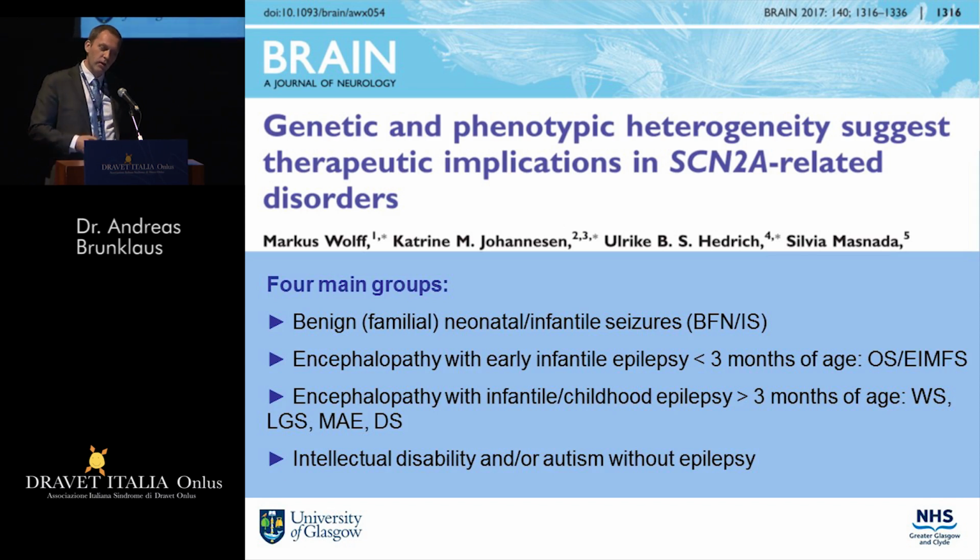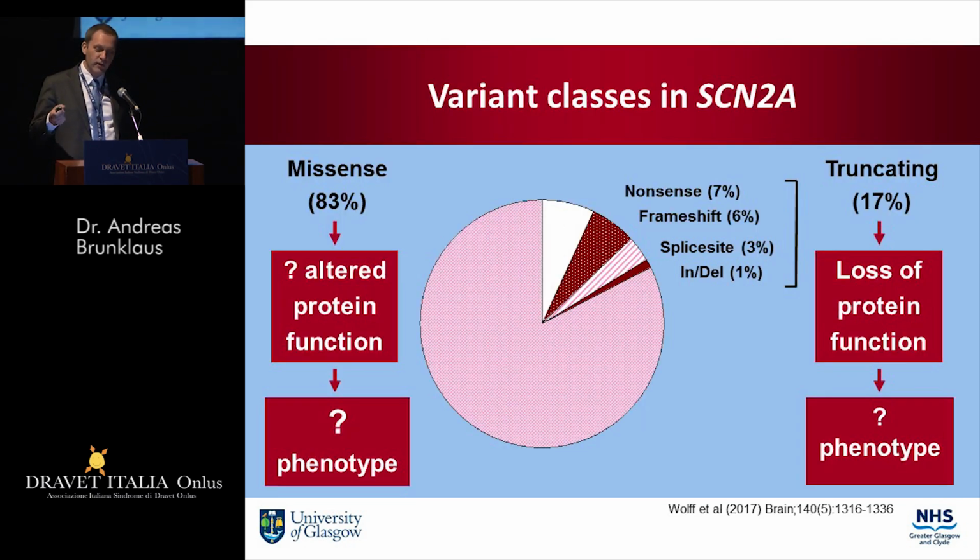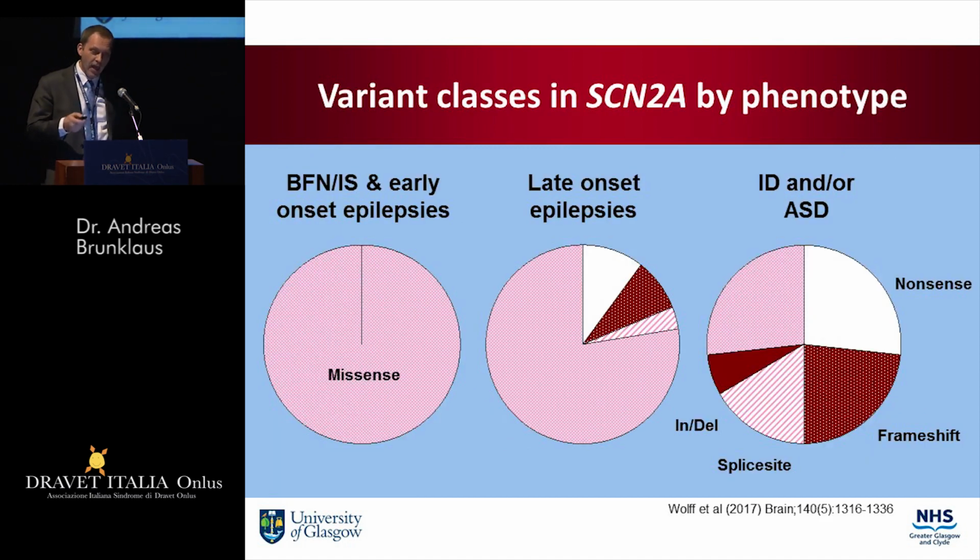I've now divided the variant subclasses by phenotype. In the benign familial neonatal infantile seizures and the early onset epilepsies, these are exclusively missense variants. If we then look at the late onset epilepsies, it's still a majority missense. However, the fraction of truncating variants is more frequent, about a quarter. And if we look at those presenting with intellectual disability and/or autism spectrum disorder, then the proportion of missense variants is only a quarter, and 3/4 are actually truncating variants.